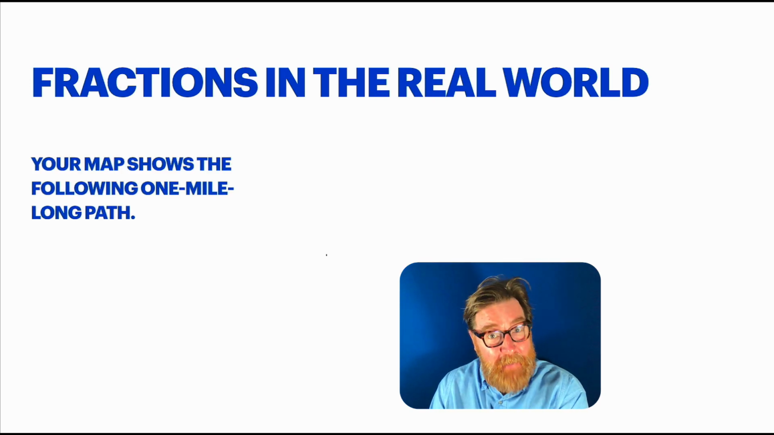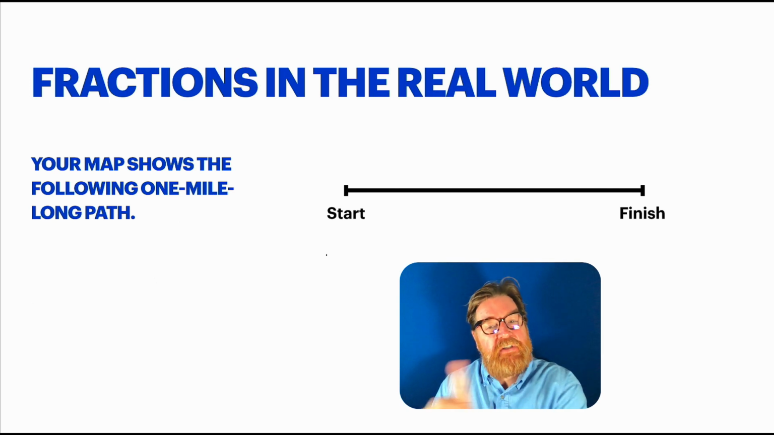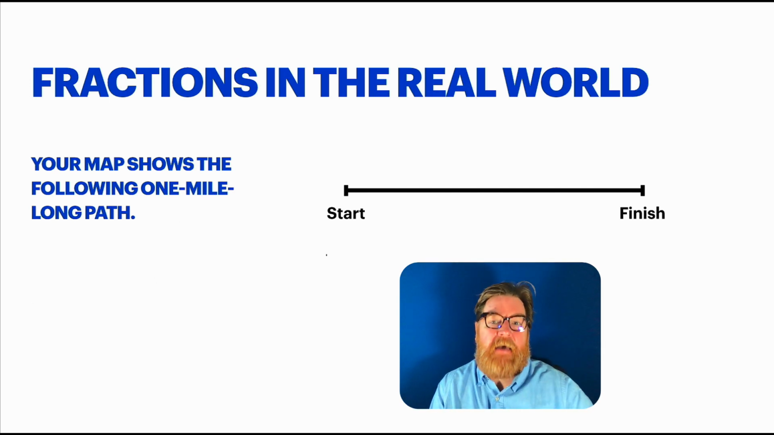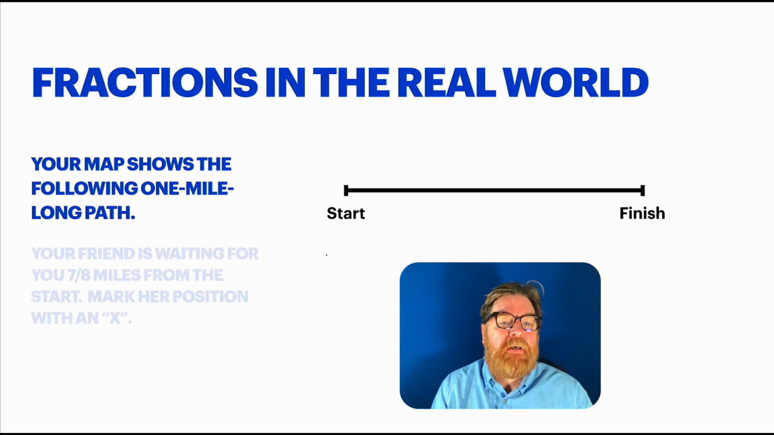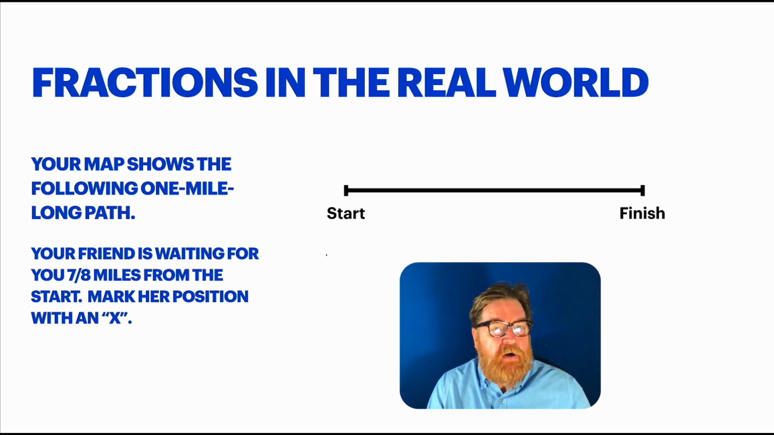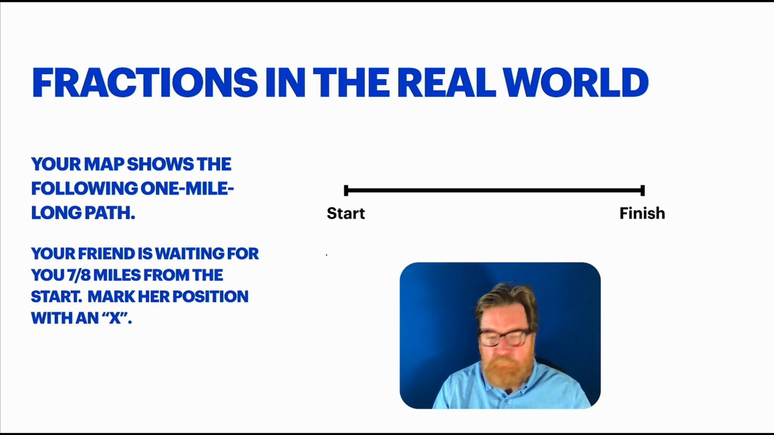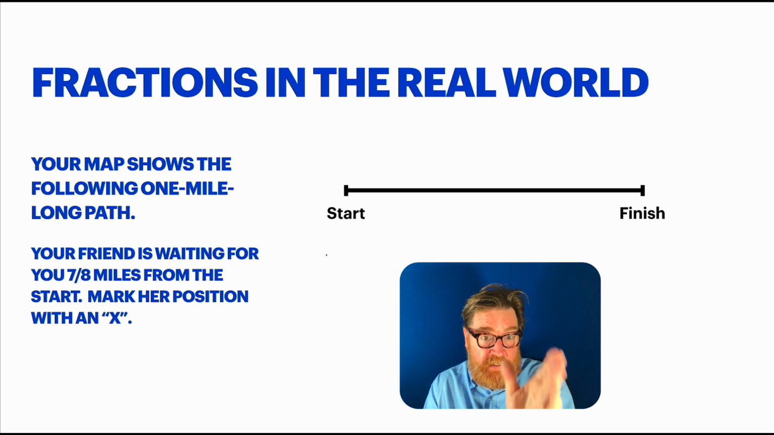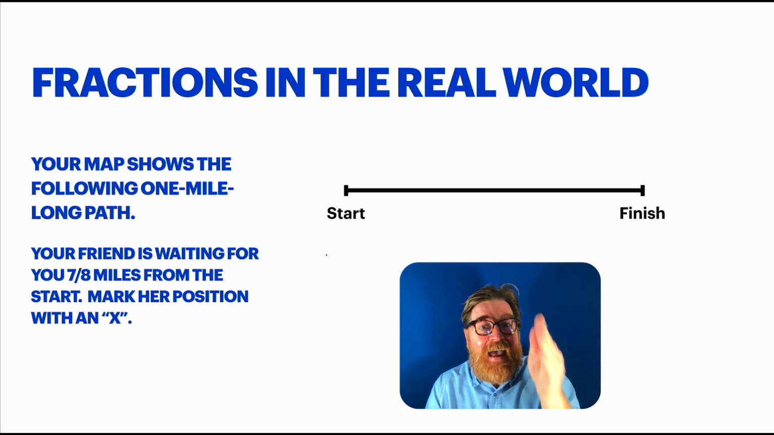Let's say you've got a map, and it shows this 1 mile long path from start to finish. And let's say your friend is waiting for you 7/8 miles from the start. Let's try to figure out where she is on the map. Okay, we'll mark. She tells you I am 7/8 of a mile from the start. Let's figure out on the map where that would be about. So what that means is, since we want 7/8, we need to take that path and split it up into 8 equal pieces, right? Eighths.